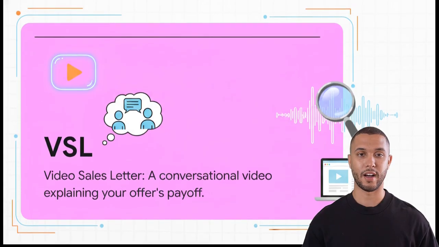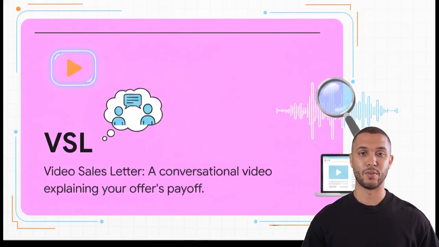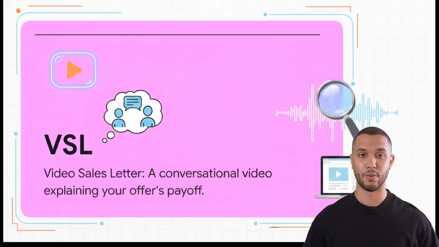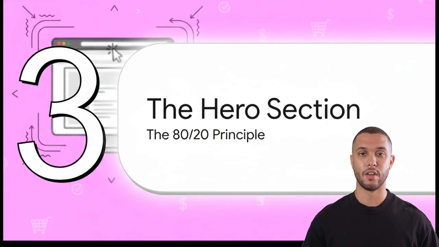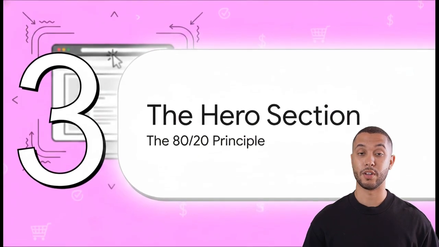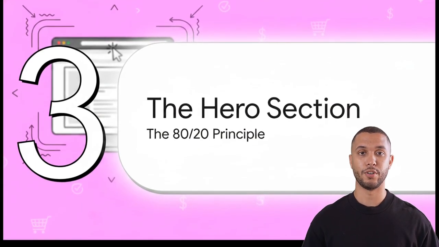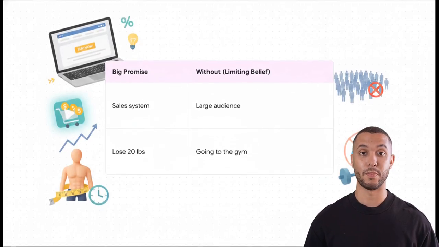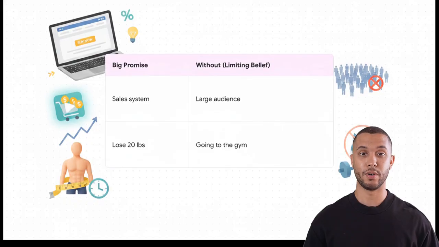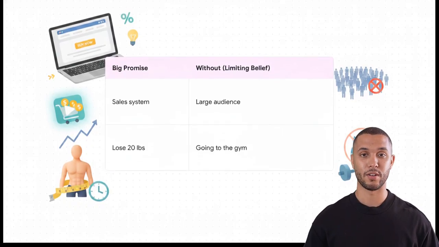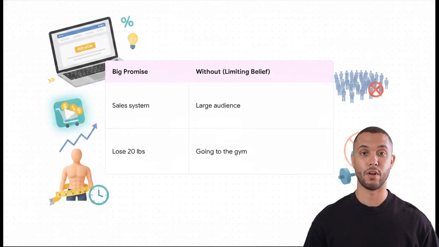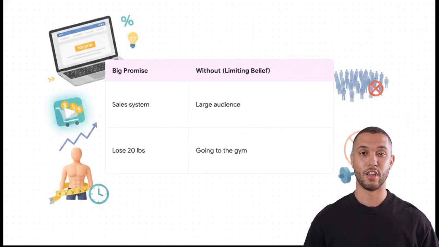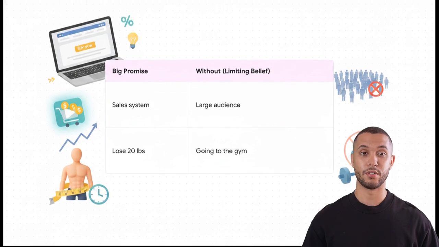Okay. Section 3, the high converting hero section. This is the 80-20 principle of your entire sales page. This top section, the hero section, is absolutely the most valuable real estate for your business. It drives the vast bulk of your sales simply because people skim. They do not read. So you need this literal mathematical formula for your headline. Give them a massive result minus the limiting belief they think is required to achieve it. For example, turn your YouTube into a digital product sales system. That's the big promise. Without a large audience, and that's the limiting belief. Boom! Within literally 1 second, your visitor knows exactly what transformation your business is offering.